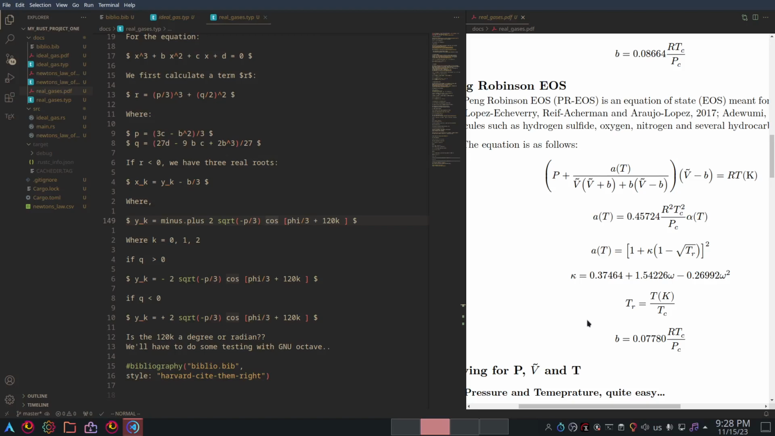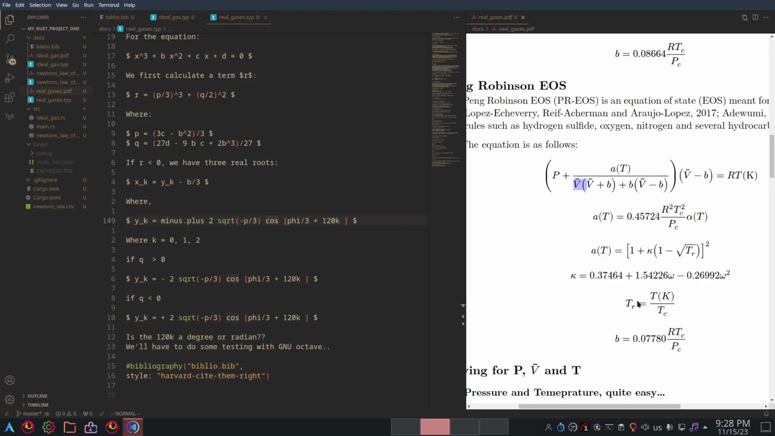The trickier thing is to find volume given a pressure and temperature, and that's usually a little bit more challenging. And I guess even more challenging still, to some extent, you'll be trying to find the temperature given the volume and pressure.